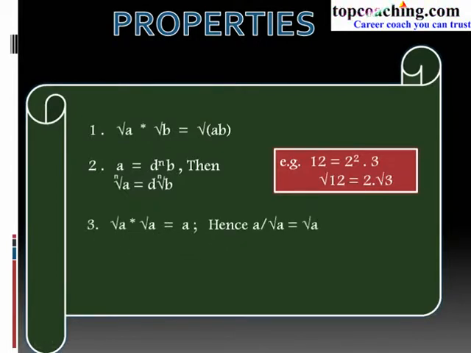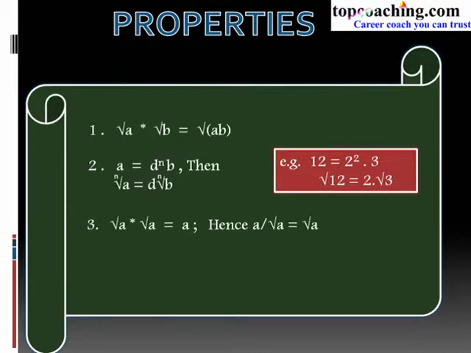The third property is under root of a into under root of a is equal to a. So if we multiply a into a, then that would be equal to under root of a square, and the under root of a square would be equal to a. Thus we get under root of a into under root of a equal to a. From this, what do we get? A divided by root a would be equal to root a.